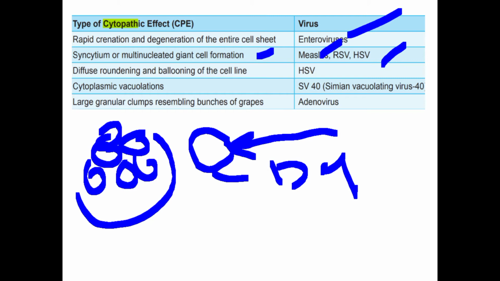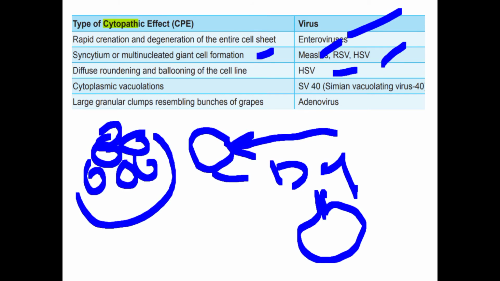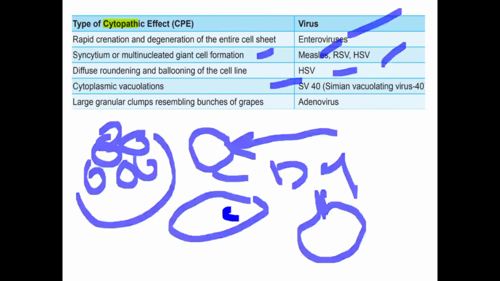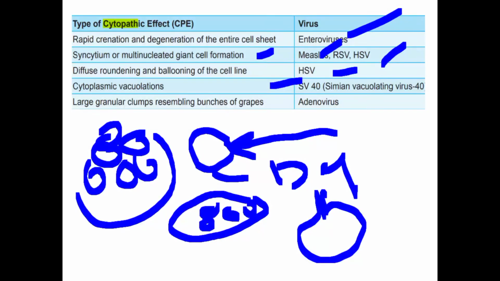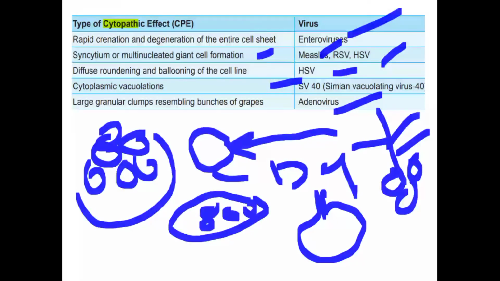This is called syncytia. Now, herpes simplex virus also causes diffuse rounding and ballooning of the cell line. It rounds the cells like a balloon in the cell line. Now, simian vacuolating virus 40, what does it do? Cytoplasmic vacuolation. Suppose in this cytoplasm, they form rounded structures just like vacuoles. What does adenovirus do? Adenovirus produces grape-like structures.